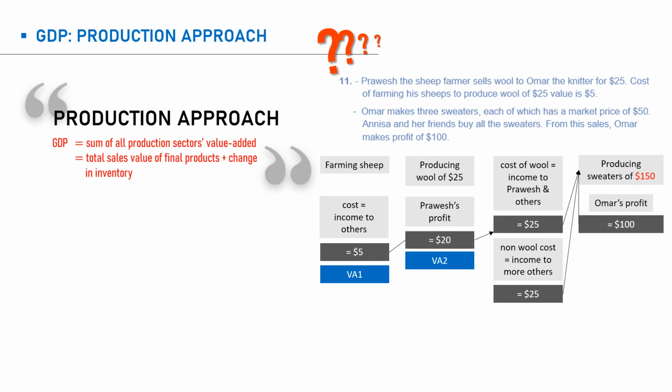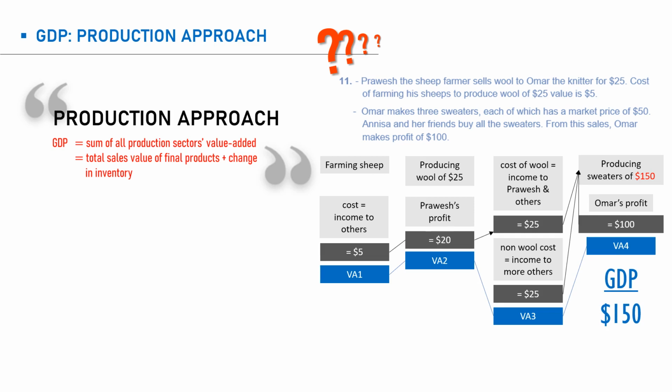And then from producing sweaters, there is also a cost borne by Omar, and the cost goes to become income for others, and that's what we consider as non-wool costs. Then that non-wool cost is another value added in the production process. And lastly, of course, the value added of producing sweaters is in the form of Omar's profit, which is as much as $100. The summation of all the value added here will give us exactly the same amount of GDP as in the previous calculation, which is $150.